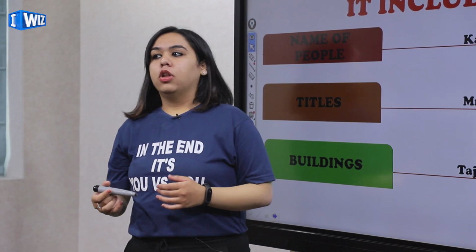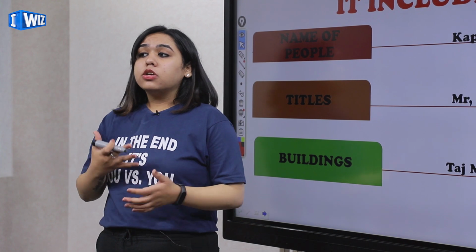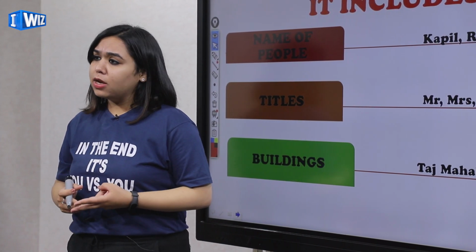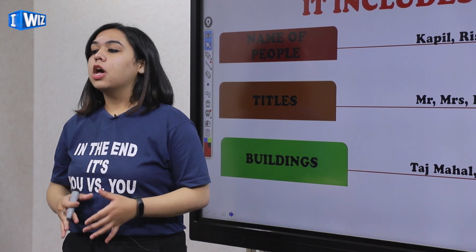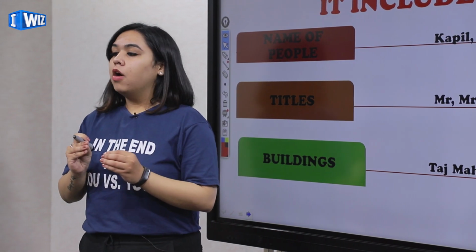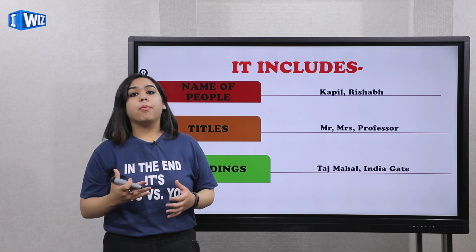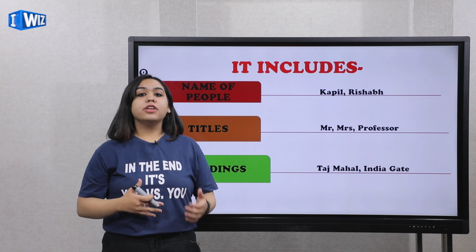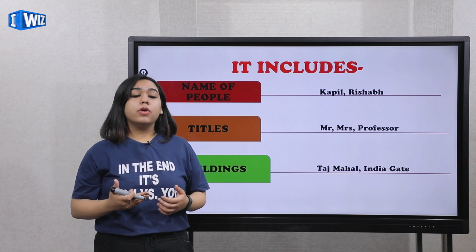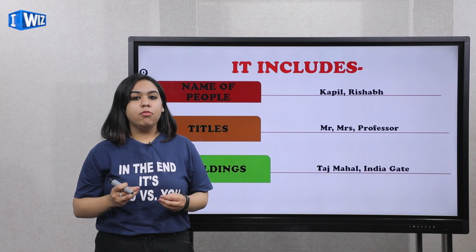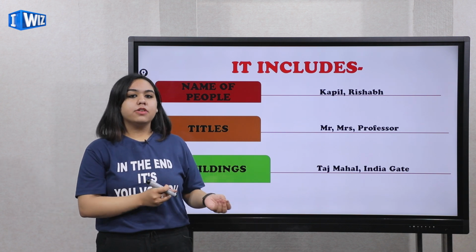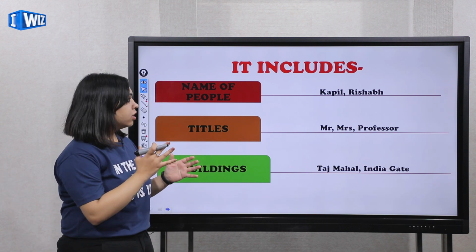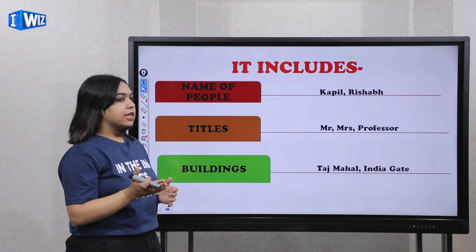Now, you will ask me, ma'am, what does it all include in the proper nouns? It will again include the places, animals, things, ideas and feelings, but they will be specific. For example, if I say Ram, it's a proper noun. If I say Shah Rukh Khan, again it's a proper noun. If I say Taj Mahal, yes, it's a proper noun. Why? Because it's a particular name of a place or a person respectively. Moving on, we'll discuss what all it includes one by one.